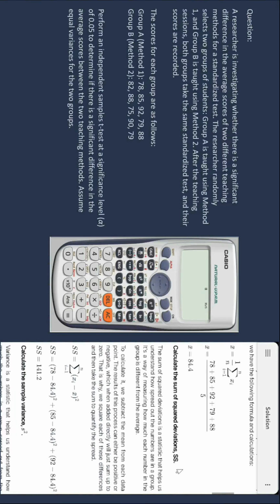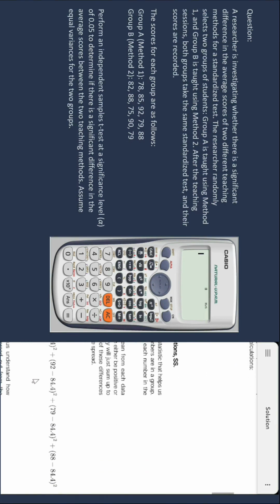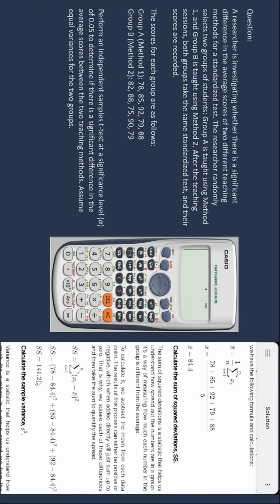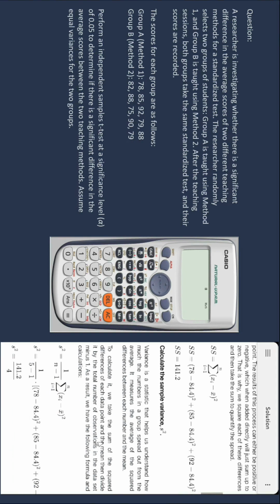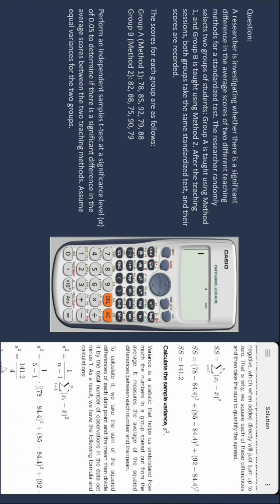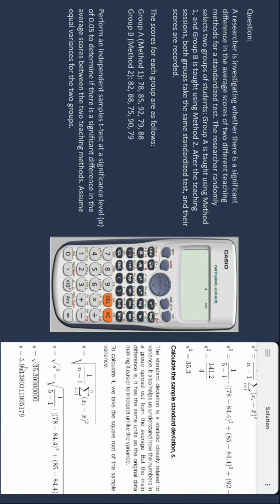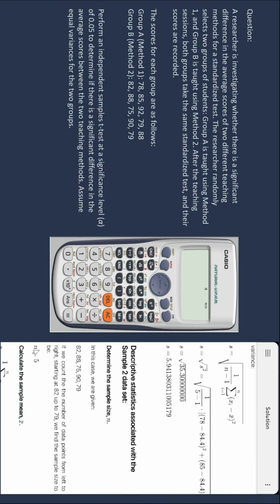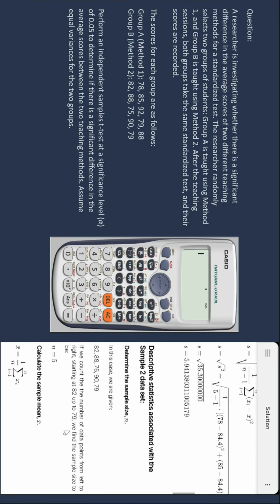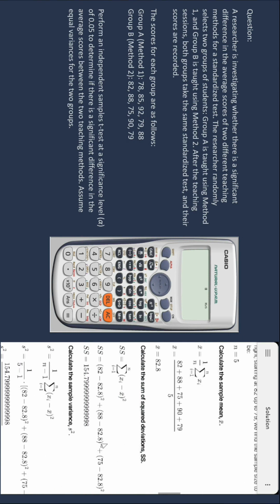Next, we subtract the sample mean from each score in the dataset, square the resulting difference, and then add everything to get the sum of square deviations from the mean. Next, we calculate the variance by dividing the previous result by n1 minus 1, or 5 minus 1 equal to 4. Since the standard deviation is just the square root of the variance, we now have our sample standard deviation S1. We repeat the same process to determine the values for n2, x bar 2, and S2 in the second dataset.